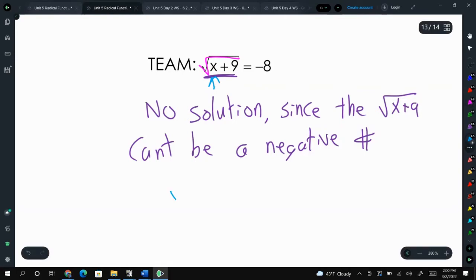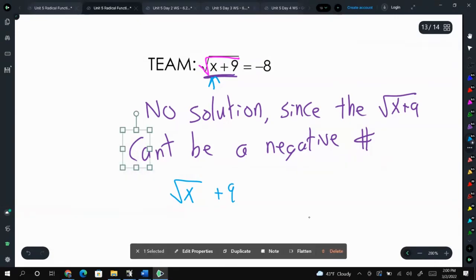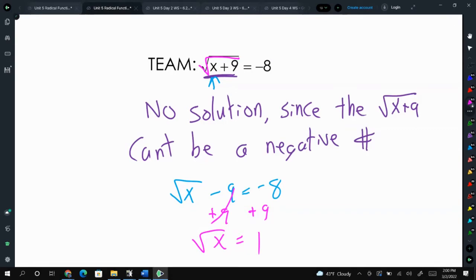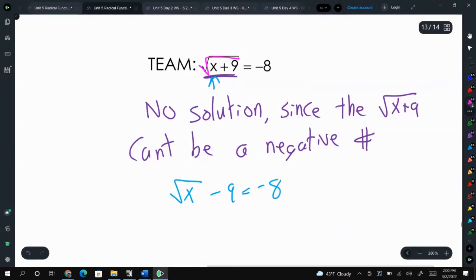However, be careful. If this was the square root of x plus 9 on the outside, let's do square root of x minus 9 equals negative 8. Once we get the square root by itself, by adding 9 to both sides, we get the square root of x equals 1. So don't just automatically think that if we have a square root equaling a negative number, there's no solution. You have to get that square root by itself first.